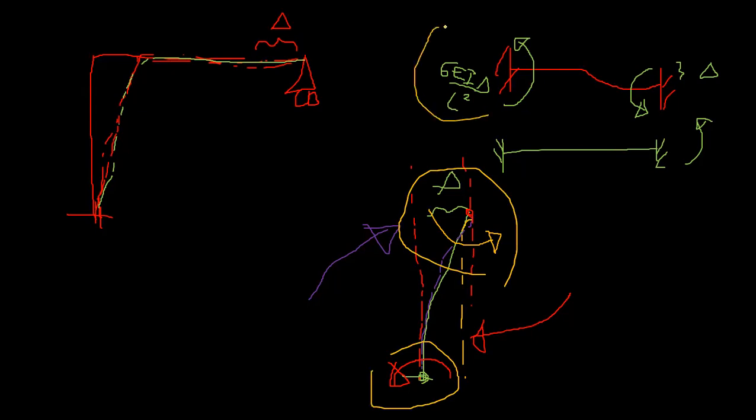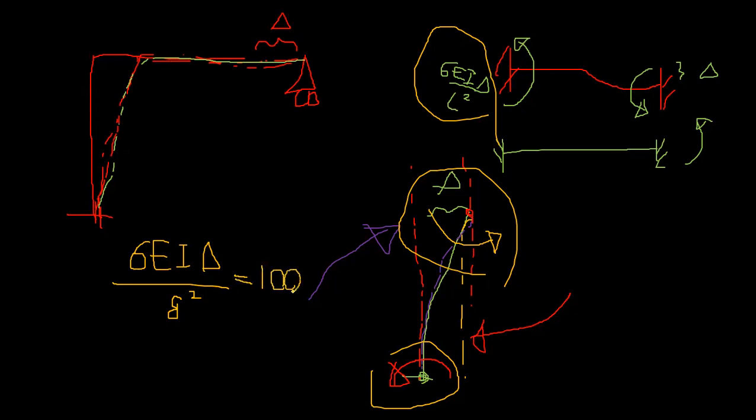The value is the same: 6EI delta over L squared. So you can substitute 6EI, where I is I, delta is delta, and L is 8 squared. I can just consider this is equal to 100. This is the assumption.